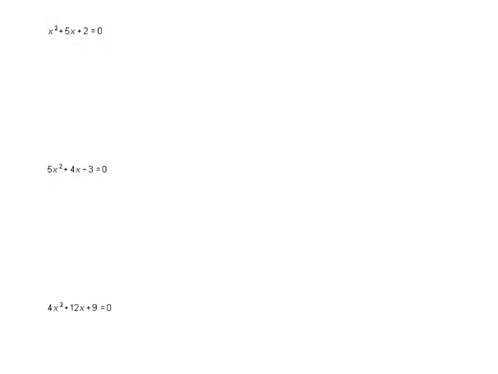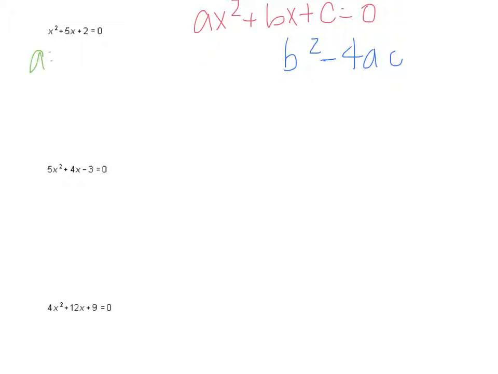So we're going to find the discriminant of a couple different problems. When we start finding the discriminant, remember, we're starting with the standard form ax squared plus bx plus c equals 0. And our discriminant is the formula b squared minus 4ac. So the first thing we've got to figure out is what a, b, and c are. So a is always the number in front of x squared.